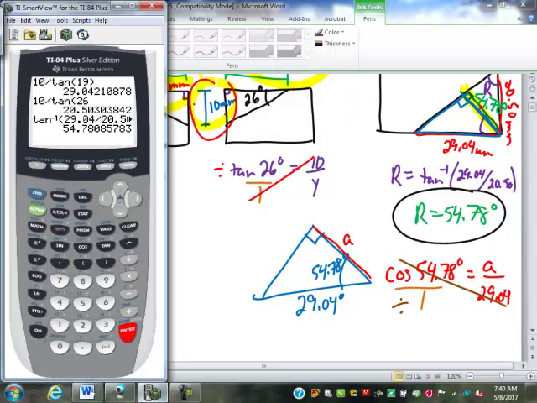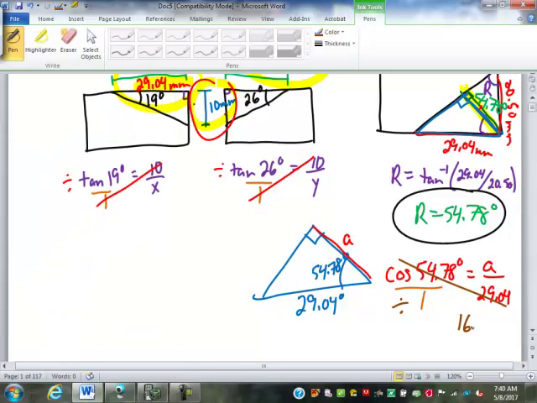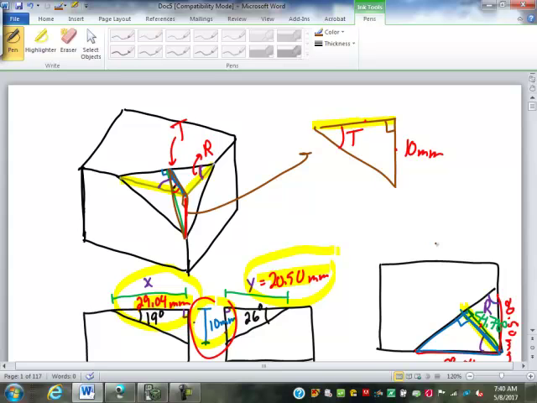So cosine of 54.78 times 29.04 divided by 1, 16.75. So that means this is 16.75.